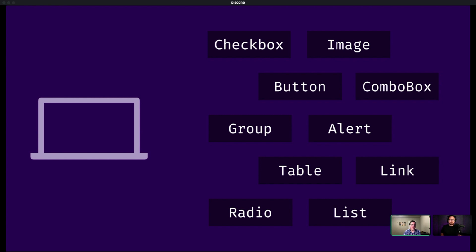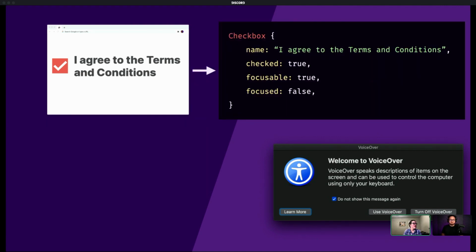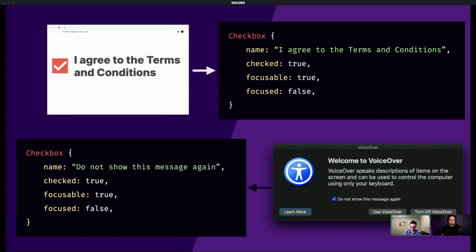And applications build up representations of their contents in terms of these objects, in terms of these classes. And what that means is, if we've got a browser with a checkbox that has a label that says, I agree to the terms and conditions, it's using a checkbox object provided to it by the operating system. And when you've got a dialog that says, do not show this message again, and shows a checkbox, it's using the same kind of checkbox.